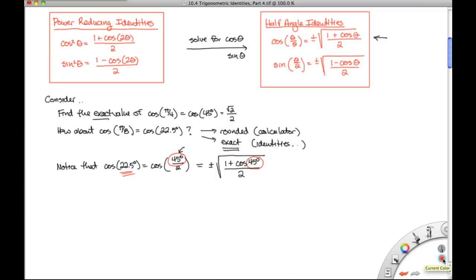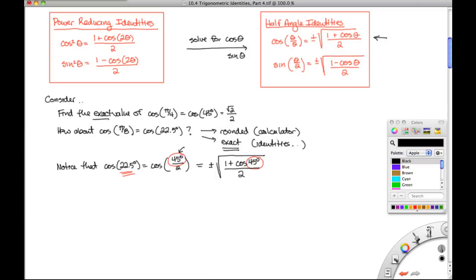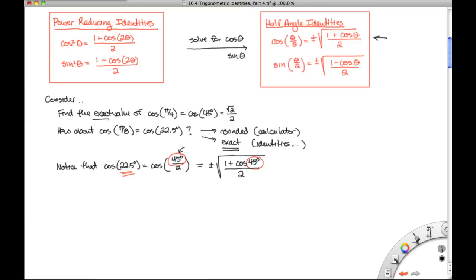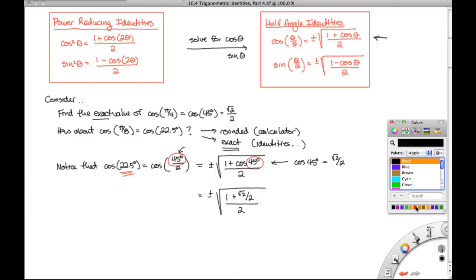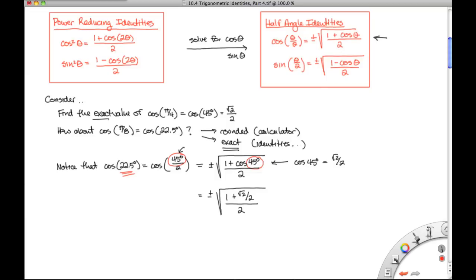Okay, so let's go ahead and finish this one out. Now we've got to evaluate this. So we know this is going to be plus or minus the square root of 1 plus, now we just have to ask, what is the cosine of 45 degrees? And we know that the cosine of 45 degrees is the square root of 2 divided by 2. So we can throw that in there: square root of 2 divided by 2, and all of this is over 2.